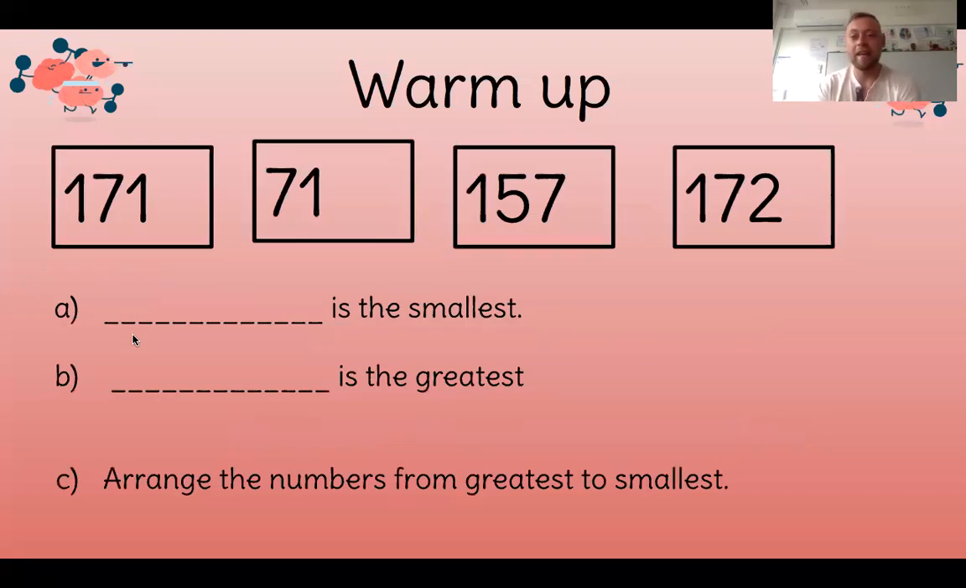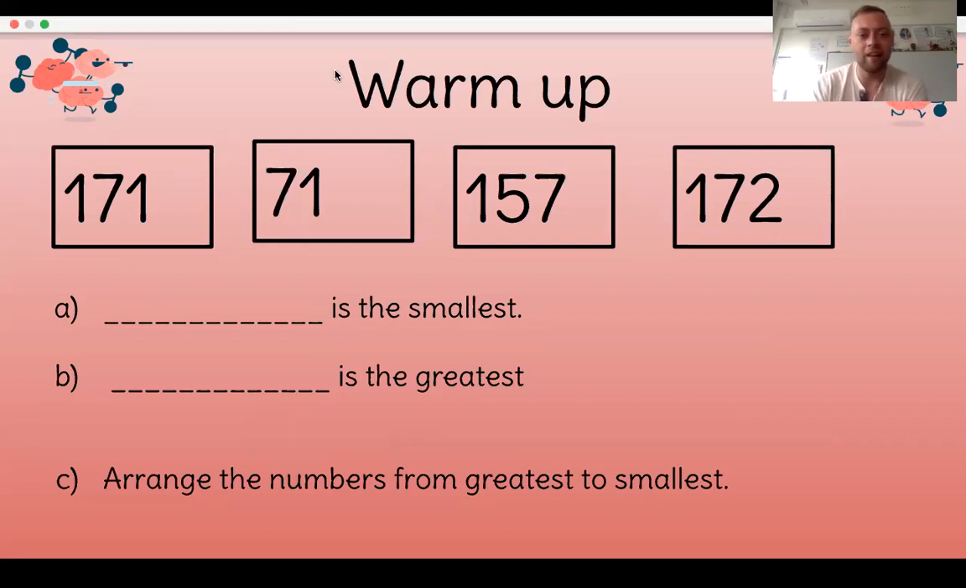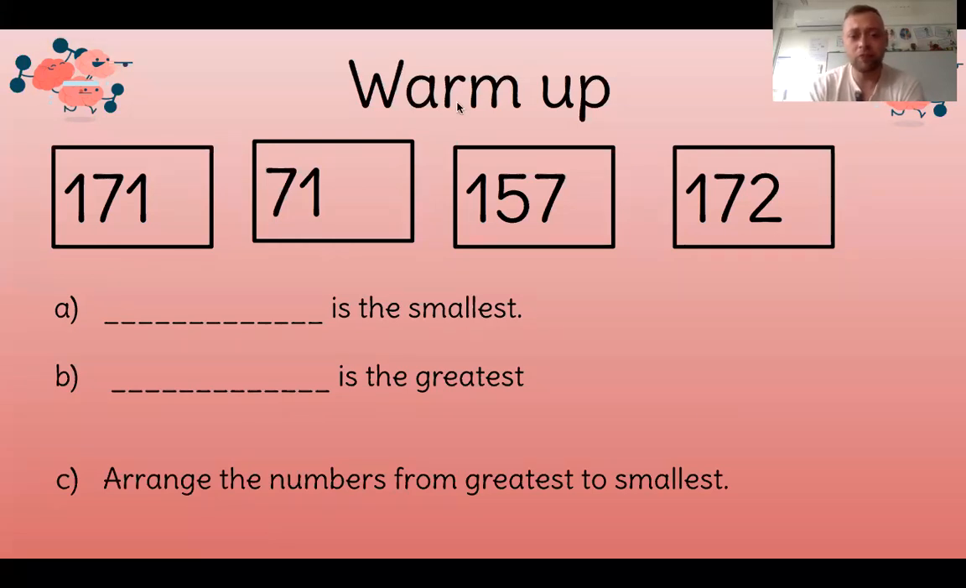Okay, here we're comparing numbers, aren't we? So have a look at them, see what you notice. They always try and give us numbers that look close together so they confuse us. But let's have a look. We've got 171, we've got 71, 157, 172. So question A asks us to write the value of the smallest number.